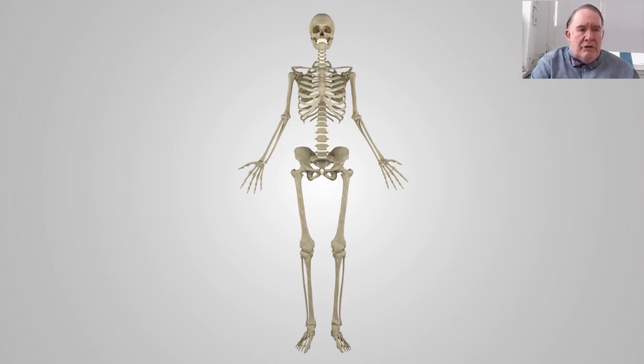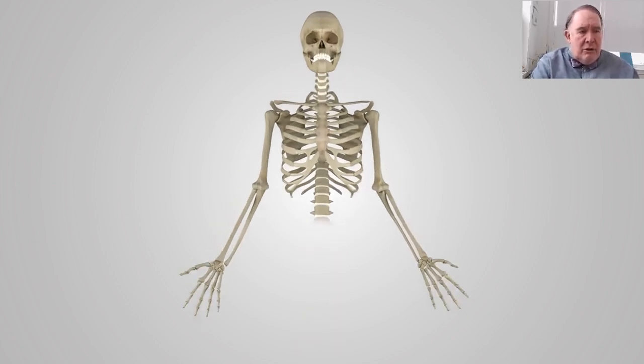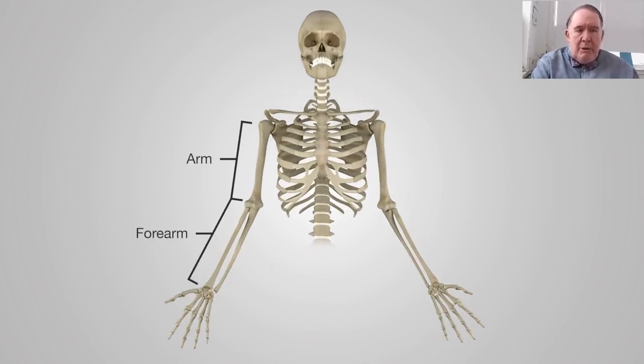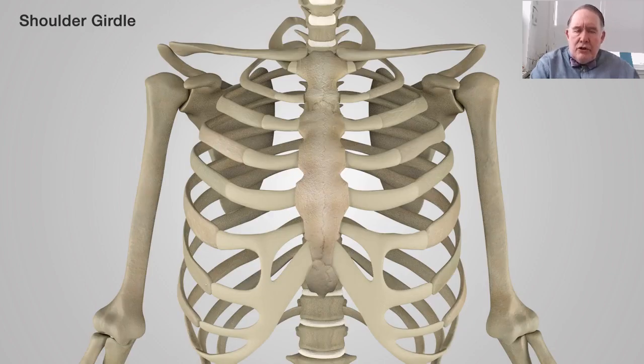So we begin with this view of the entire skeleton and remind ourselves we're talking about the skeleton as we pass from the shoulder to the hand. The shoulder girdle refers to the clavicle and the scapula, and it's the part of the shoulder that articulates with the axial skeleton that allows the shoulder to connect with the rest of the skeletal system.